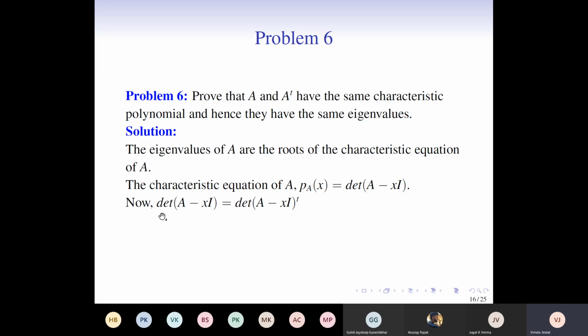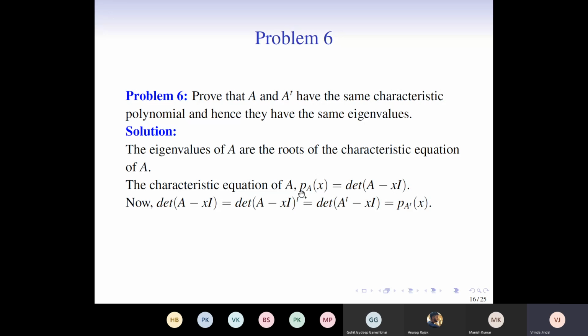Just using the property that the determinant of A is equal to the determinant of A transpose, and taking this transpose inside, we get the determinant of A transpose minus xI is equal to the determinant of A minus xI. It's nothing else but the characteristic polynomial of A transpose. So both of them have the same characteristic polynomial. Equate the characteristic polynomial to 0 to get the characteristic equation.